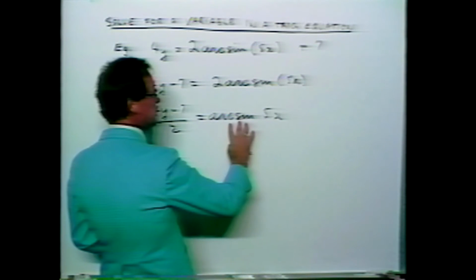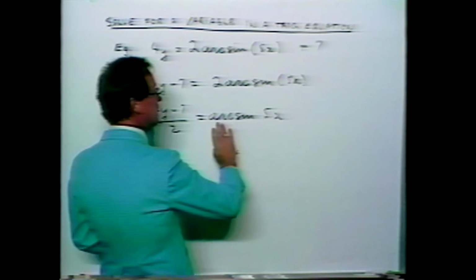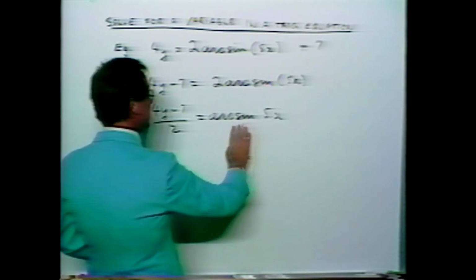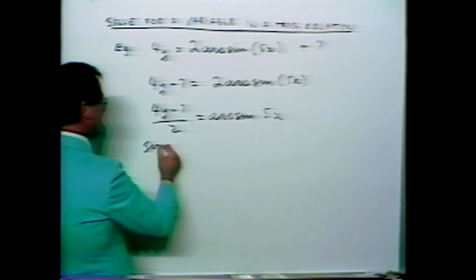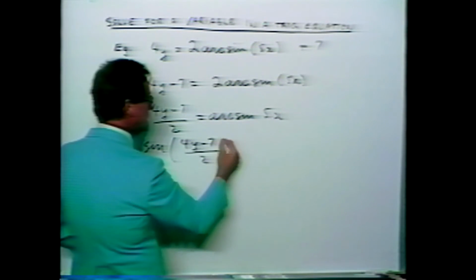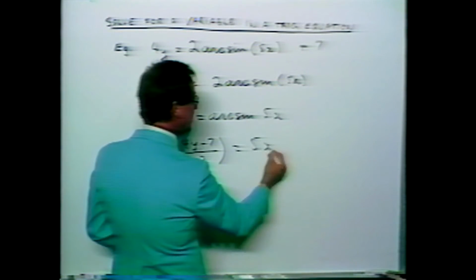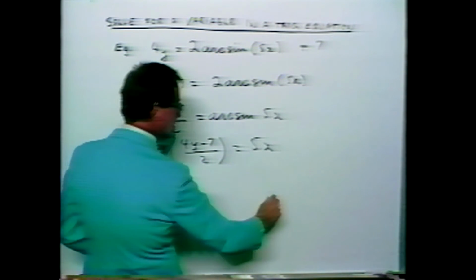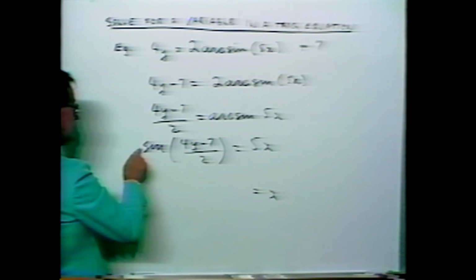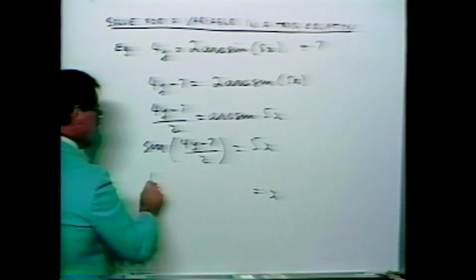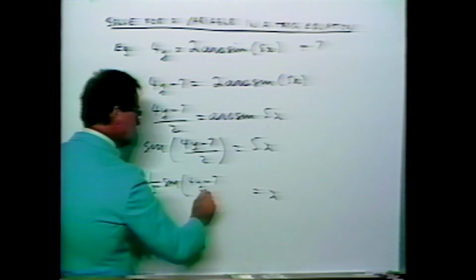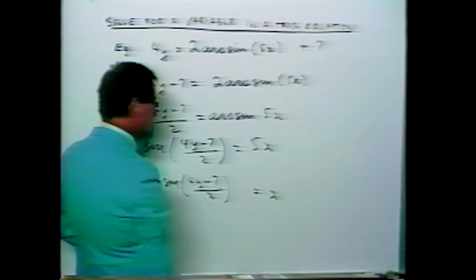Disconnect the effect that arc sine has on 5x by taking the sine of both sides. Taking the sine of both sides will disconnect that, and we can write the sine of 4y minus 7 over 2 is equal to 5x, and finally divide by 5 to get x by itself. Careful where you divide by the 5. It's 1/5 of this left side, and so it's 1/5 of sine 4y minus 7 over 2 that x equals.